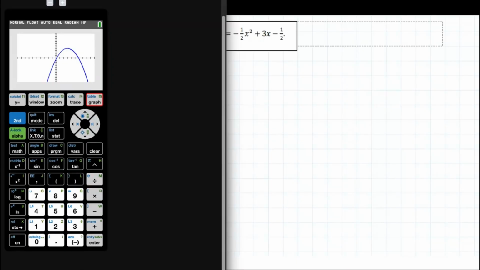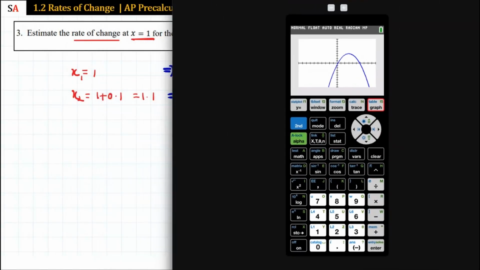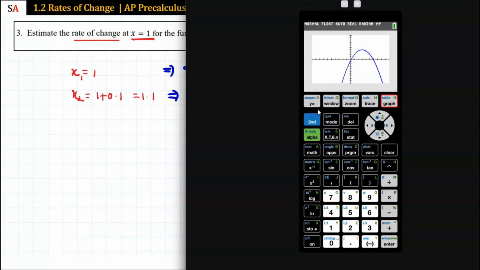Now we have to find the y values at x equal to 1 and at x equal to 1.1, and you can use the table values here. The corresponding value at 1.1 is 2.195, and at 1 it is 2.